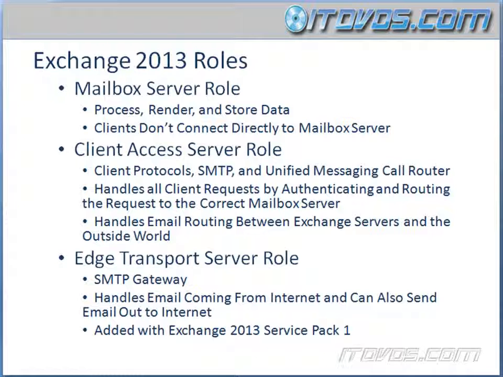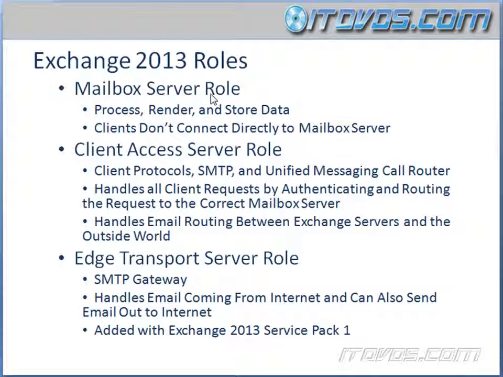When we install Exchange 2013, we can install certain roles, and those roles define the function that that server is going to perform in our Exchange environment. Now, Exchange 2013 has 3 roles: Mailbox Server Role, Client Access Server Role, and Edge Transport Server Role. The Edge Transport Server Role was actually added with Exchange 2013 Service Pack 1. So this is nice. It's actually a bit more simple than previous versions of Exchange, like Exchange 2007 and Exchange 2010, where we had 5 roles.